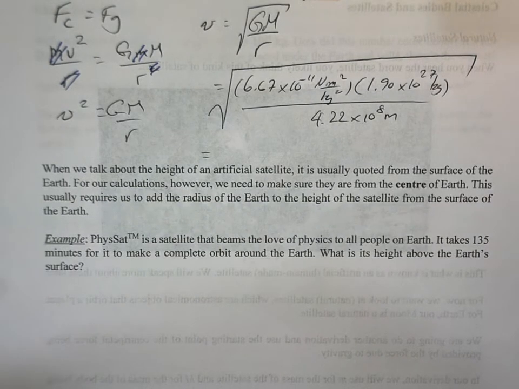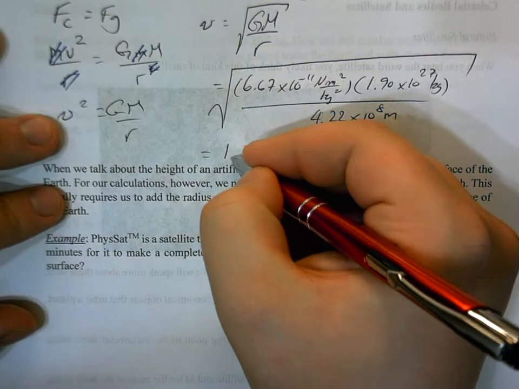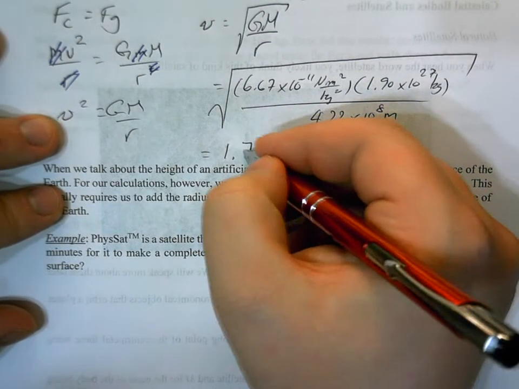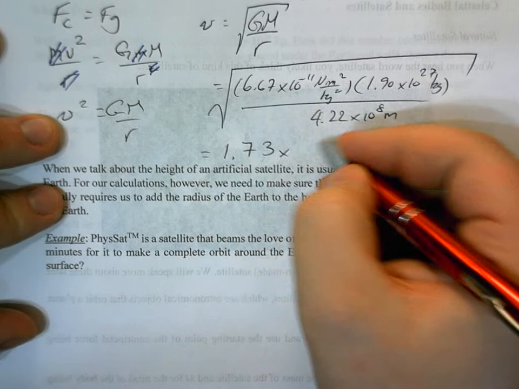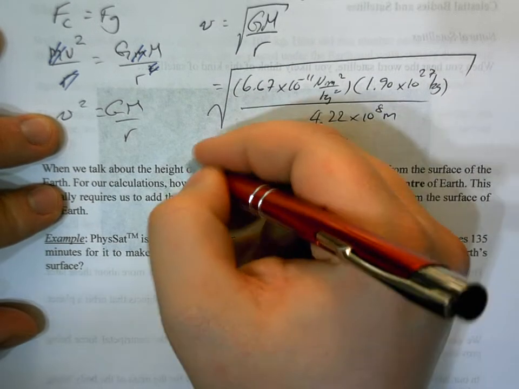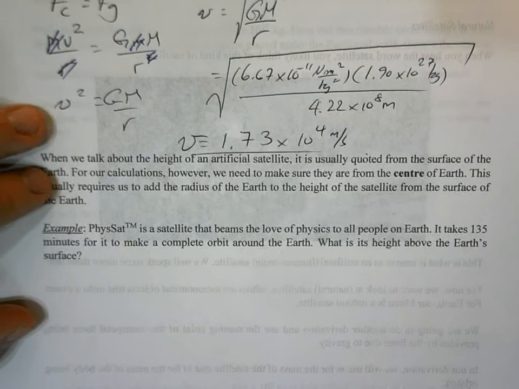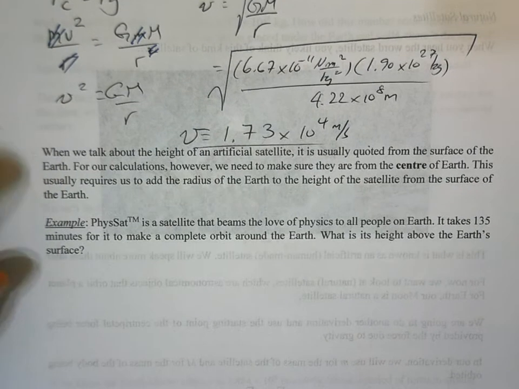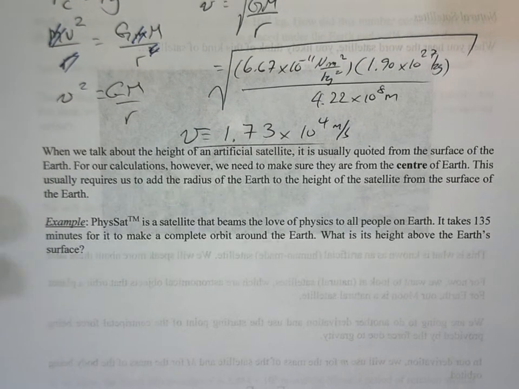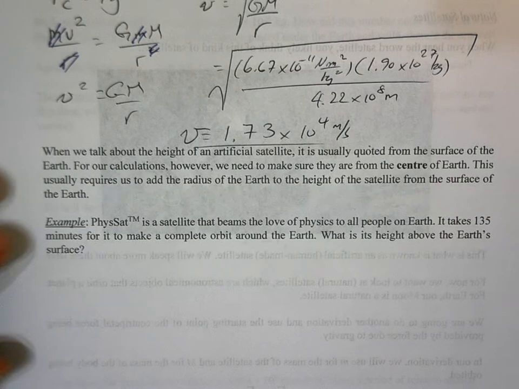So we're going to do this, and we're going to get about 1.73 times 10 to the 4 meters per second. So Io's orbital speed around Jupiter is about 17.3 kilometers per second. So it's traveling quite quickly. That's a very common type of question, getting you to find orbital speed using that information.